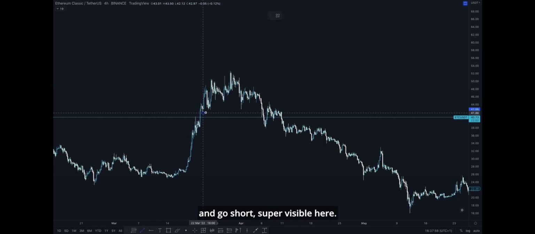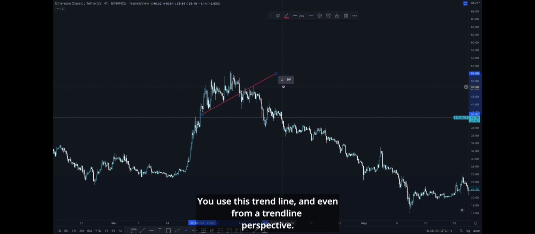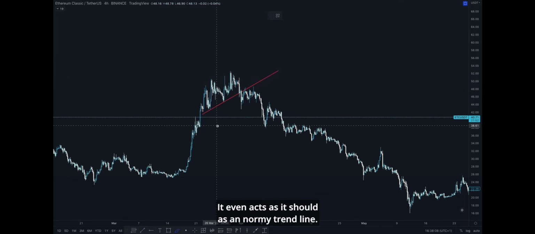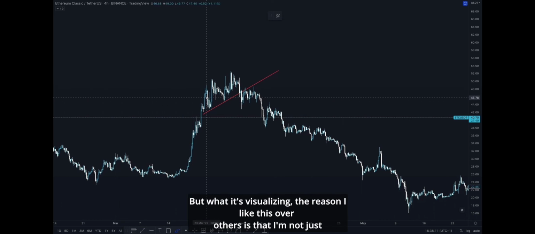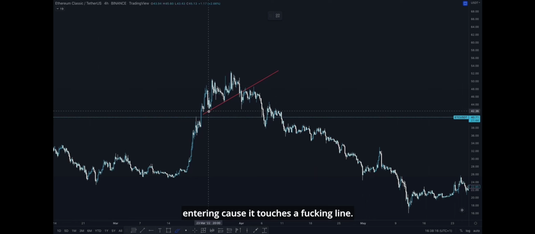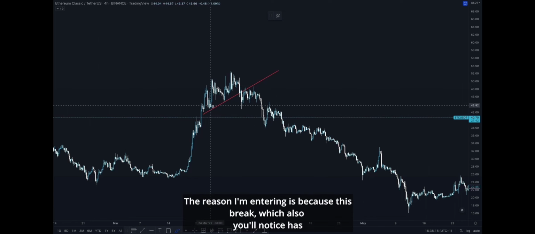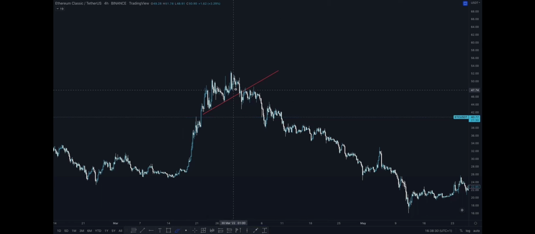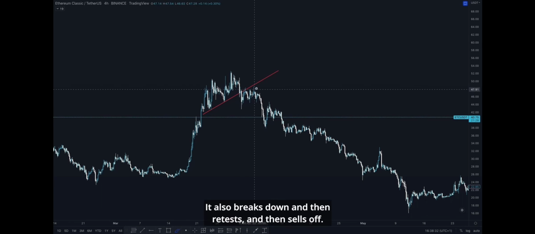Super visible here. You use this trend line, and even from a trend line perspective, it acts as it should, as a normie trend line. But the reason I like this over others is that I'm not just entering because it touches a line I drew on the chart. The reason I'm entering is because of this break, which also has multiple market structure breaks, which are more important, but I'm talking about trend lines because I know you love them. It also breaks down and then retests and then sells off.